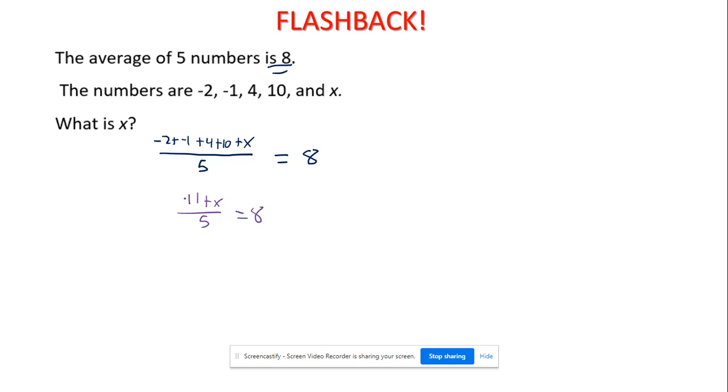Our key for solving this was to say, hey, I don't like that division. I'm going to multiply by 5, which cancels out the denominator. But what I do on one side, I do on the other. So 11 plus x equals 40. Minus 11 on both sides, and we get that x equals 29. If we wanted to double check that answer, we could find the average of -2, -1, 4, 10, and 29, and we would find that it would be 8.